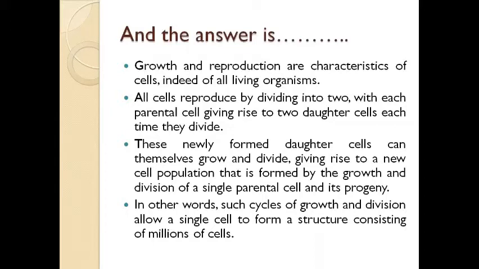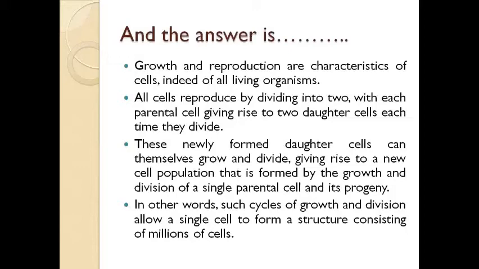And to understand that, we need to know that growth and reproduction are the characteristics of a cell, irrespective of their type, species, genus, etc. So all the cells are produced by dividing into two, with each parental cell giving rise to two daughter cells each time they divide. Then the two daughter cells mature and again divide into four daughter cells.